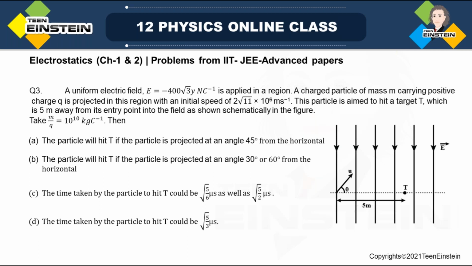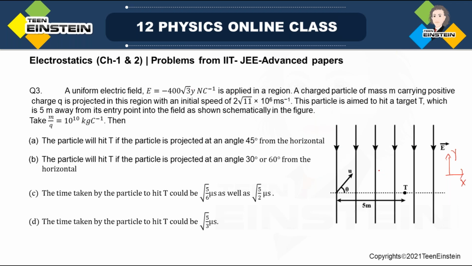So this problem is again an interesting problem. What is this problem saying? According to this problem, there is a uniform electric field E, which is given as minus 400 root 3 y Newton per coulomb, applied in a region. You can see this region, there is electric field in the vertical downward direction. Say this is x direction, this is y direction. So electric field is in the negative y direction.